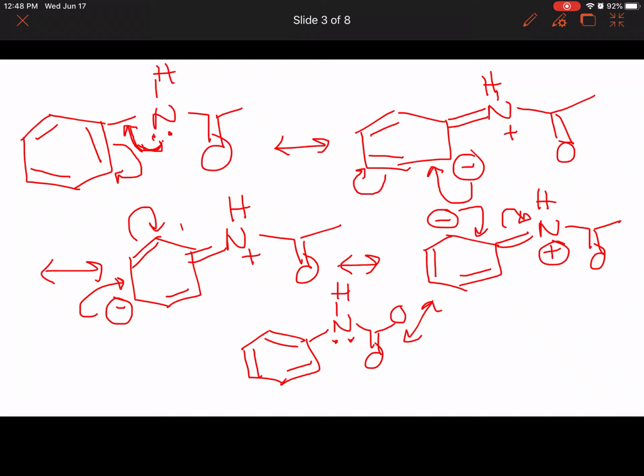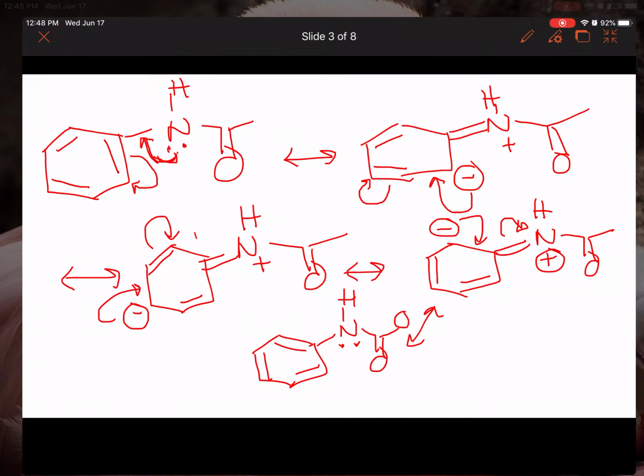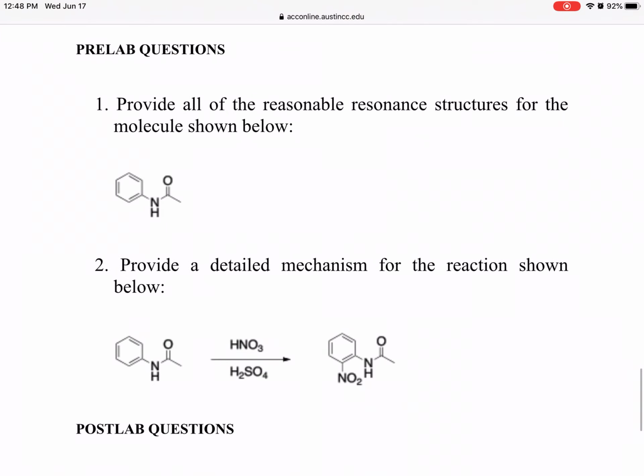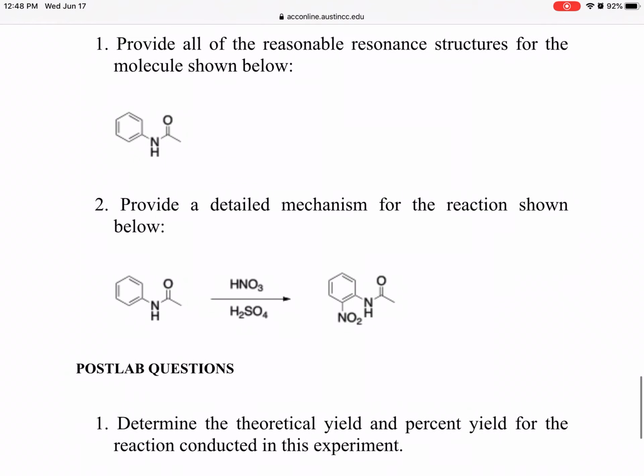Okay. So that is pre-lab question 1, to draw the resonance structures, and that's number 1. So you can draw all those resonance structures, draw with your own hand, don't use any computer models.